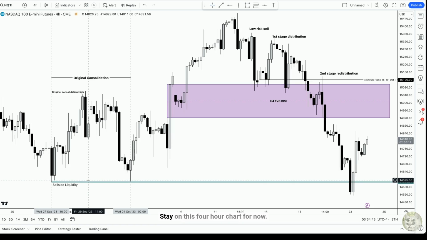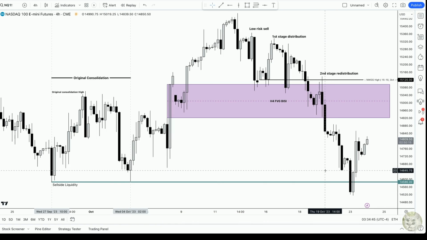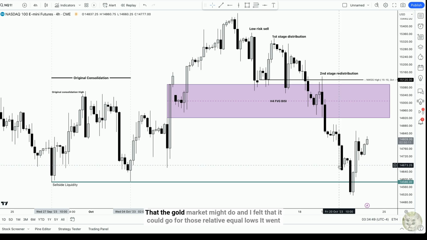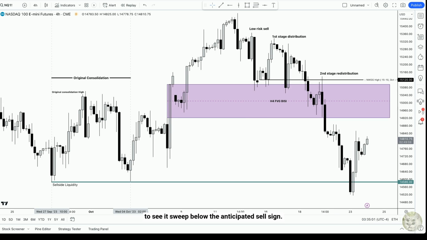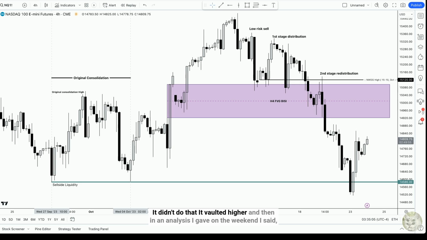don't change the chart. Stay on this 4-hour chart for NASDAQ. But I shared openly what I felt that the gold market might do. And I felt that it could go for those relative equal lows. It went down to a target that I mentioned, but I still co-signed. I said, me personally, it would be reasonable to see it sweep below and take the sell side. It didn't do that. It vaulted higher. And then in an analysis I gave on the weekend, I said, it would run for the buy side.